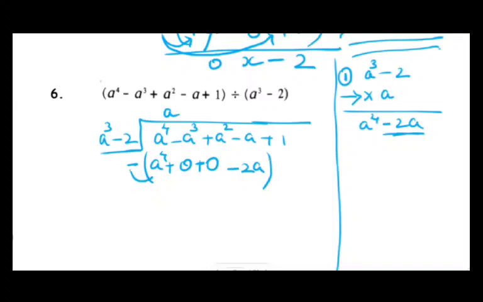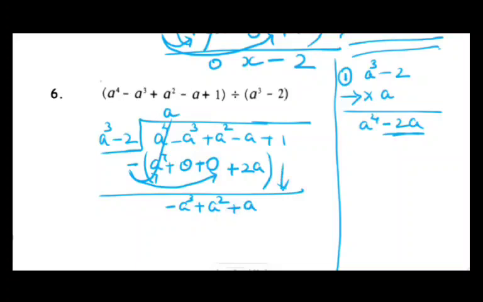So the minus sign gets applied out here and gets eliminated, minus a cube comes down, plus a square comes as it is. This minus sign gets applied here. This becomes plus. So plus 2a and minus a makes it plus a. And then carry down the plus 1.